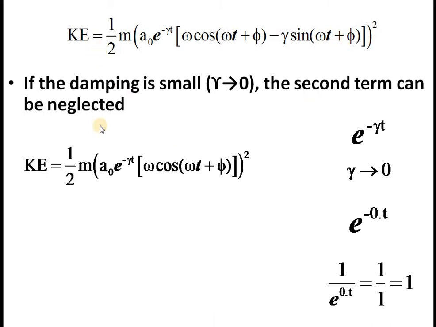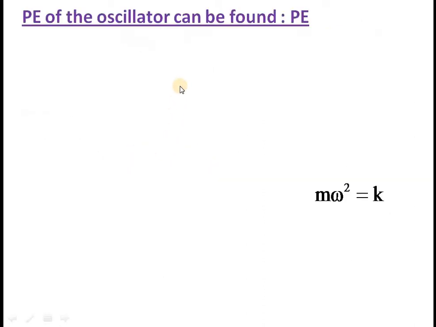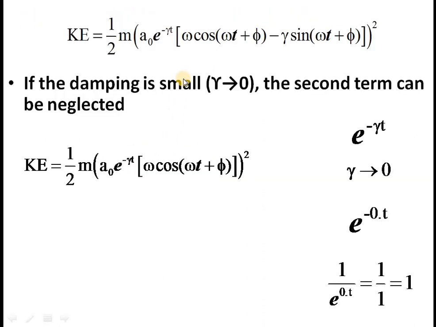So what we can write is kinetic energy is equal to half m a0, and this is the velocity now, neglecting the second part, squared. So we got the expression for kinetic energy.